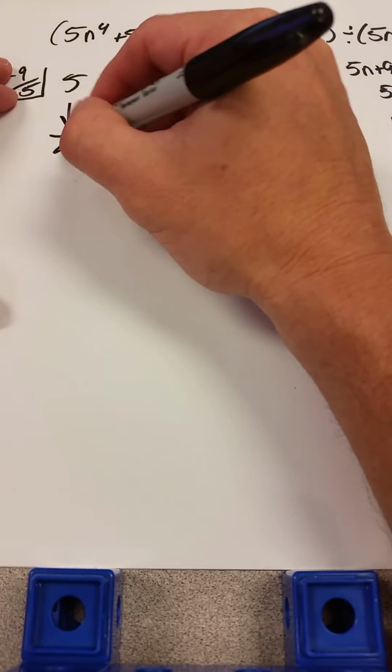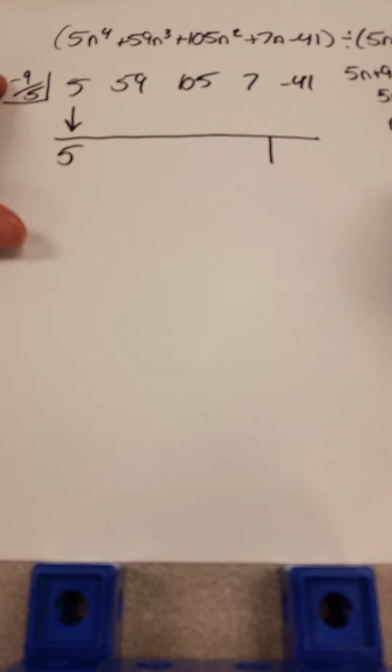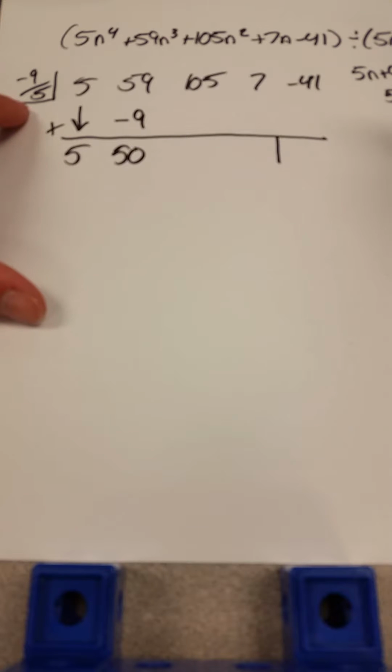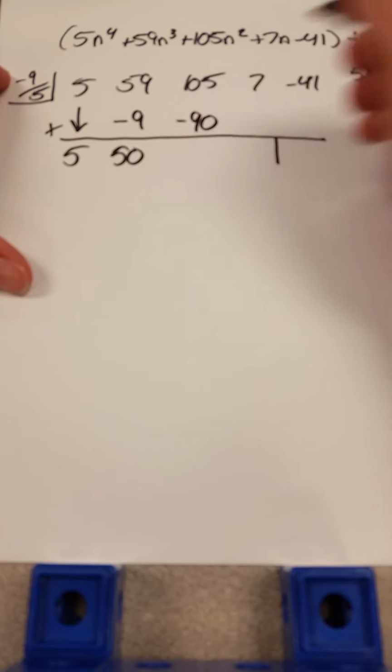First term drops. Now, divide by the bottom, multiply by the top. 5 divided by 5 is 1. 1 times negative 9 is just negative 9. Synthetic division, we always add. So that gives me 50. 50 divided by 5 is 10. 10 times negative 9, negative 90.